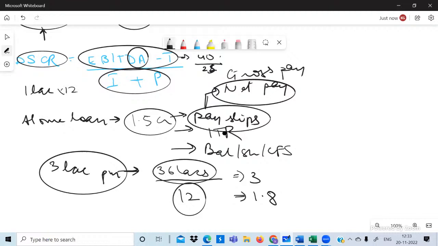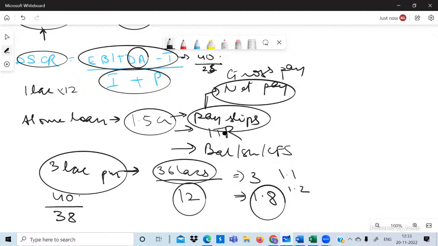Now the question is, why 1.7, 1.8? Why not, let's say, 1.1 or 1.2? So if my numerator is 40, what is wrong if my denominator is 38? Because I'm saying that I'm generating more than what is required to be paid to you. So what is the problem in having a DSCR of just 1.1, 1.2? Why do banks generally say that if the DSCR is less than 1.7, 1.8, we are not interested in sanctioning the loan?